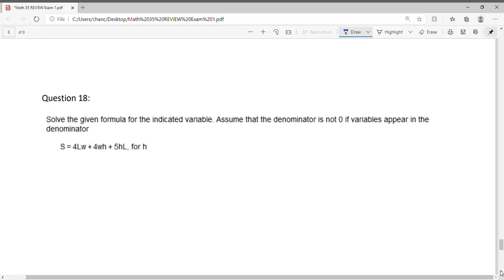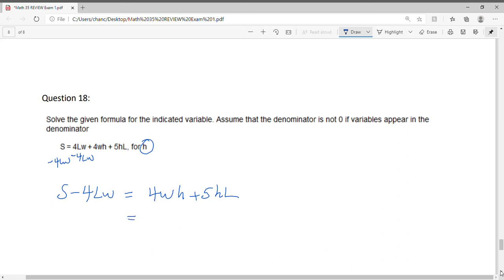Question number 18. Solve the given formula for the indicated variable. Assume that the denominator is not 0 if the variables appear in the denominator. So for this question, we want to solve for h. That means get the h by itself. So let's move everything that doesn't contain an h to the other side. So I'm going to subtract 4lw from both sides. So this is s minus 4lw equals 4wh plus 5hl. Now h's are on one side and everything else is on the left.